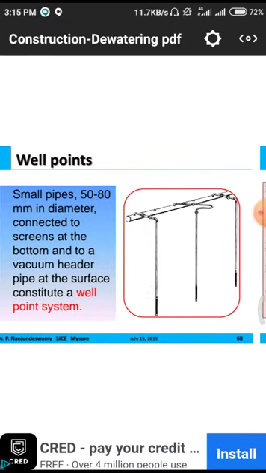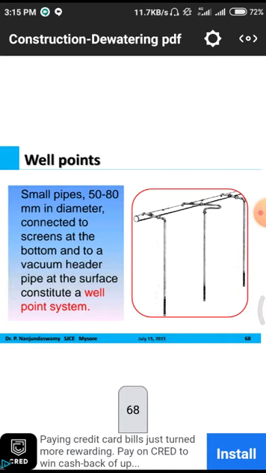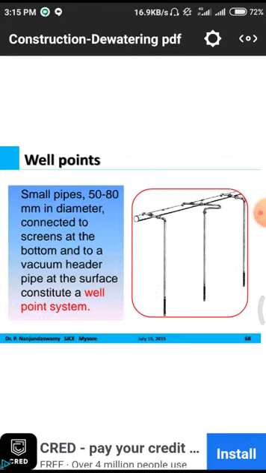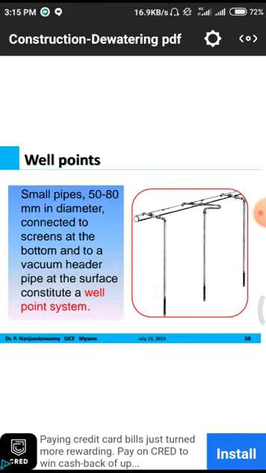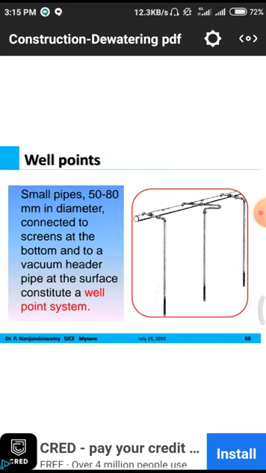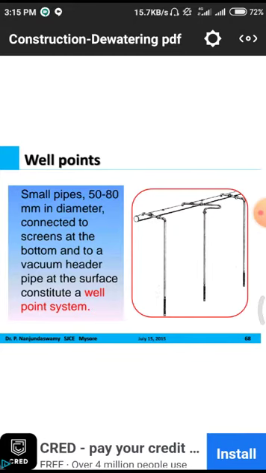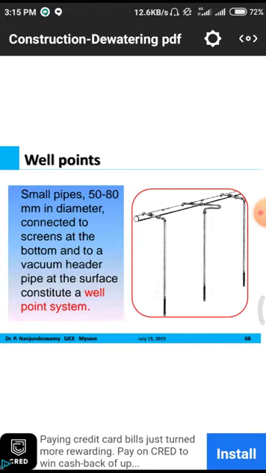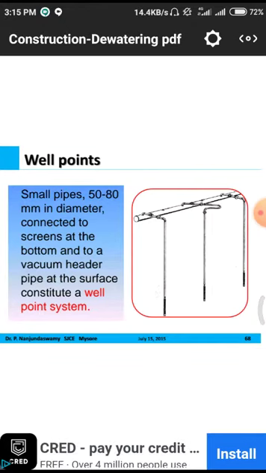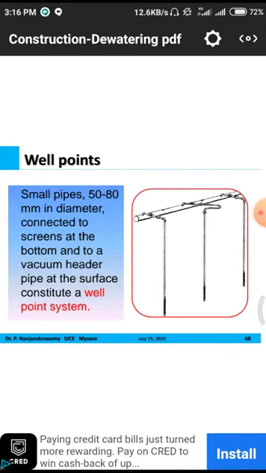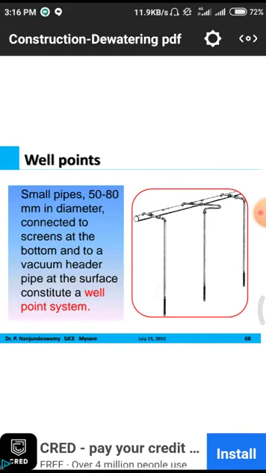The next method we use is the well points. Previously we observed sumps and ditches, but the well point is another mechanism for removing water from the ground. In this method, small pipes of 50 to 80 diameter are connected to screens at the bottom, then a vacuum header pipe and surface equipment constitute a well point system. That means a large diameter pipe at the top of the soil is connected with small pipes having 50 to 80 diameter.